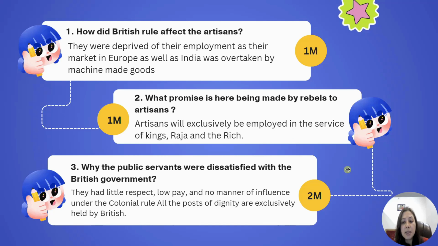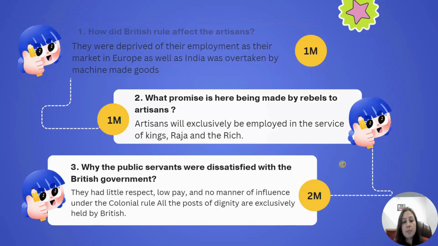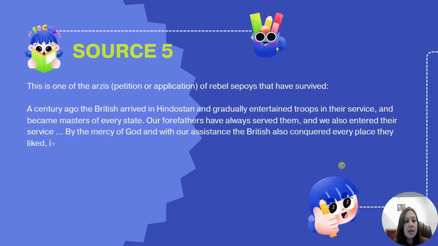What promises were made by rebels to artisans? Artisans will exclusively be employed in the service of kings, rajas and the rich. It means the good days would be coming back to the artisans. While the public servants were dissatisfied with the British government, they were not respected, they were paid very low and had no manner of influence under the colonial rule. All the posts of dignity were exclusively held by the British. So that's why all these different groups wanted to participate in the revolt of 1857.